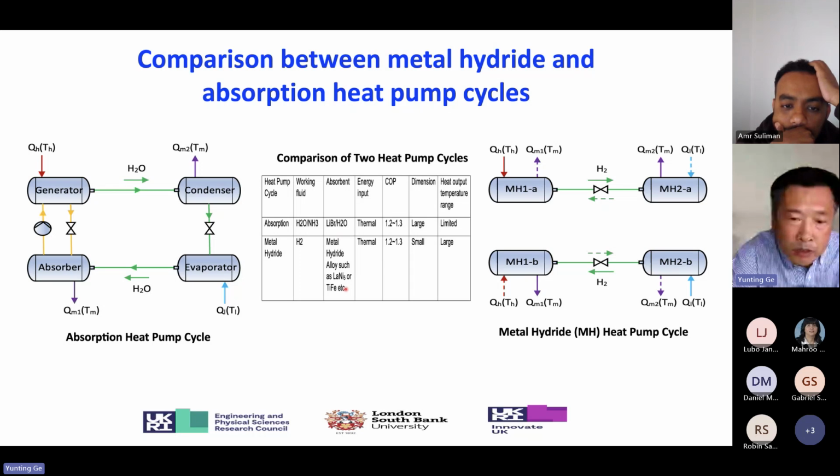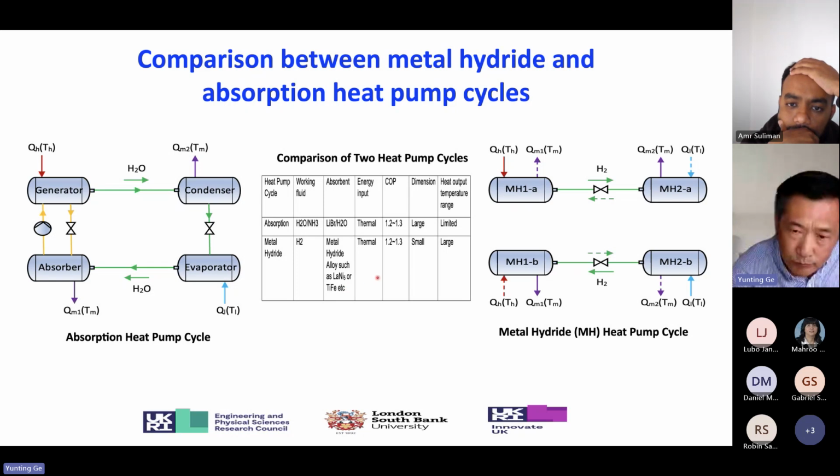And the energy input is similar. We are both using thermal energy as the energy input, not electricity. And the heat pump COP is also similar, about 1.2, depending on operating conditions, 1.2 to 1.3. But the dimensions of the whole system for the same heat output have a significant difference.